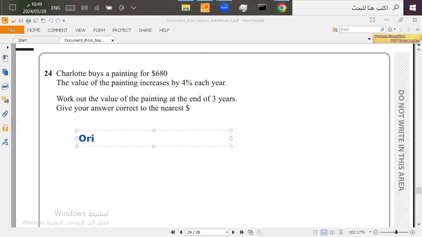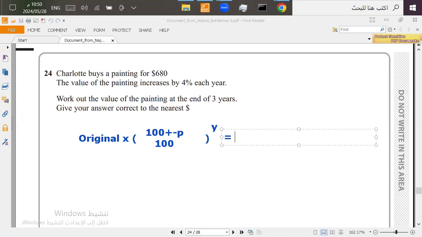So original, you're going to multiply the original by brackets, and then the power will be the years. So inside the bracket, we will have 100 plus the percentage over 100, like this. Now, it's going to be plus or minus depending on the question. Most of the compound interest will be plus, and then it will give you the new value. As we said, the compound interest will be a plus or addition, except if they tell you it will depreciate or decrease. Now, this is the rule.